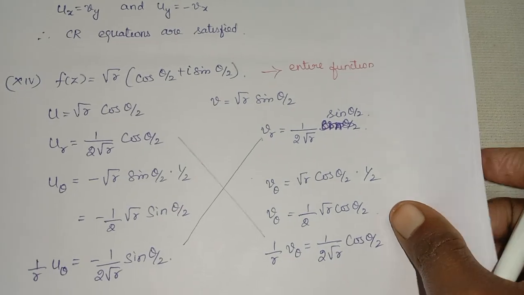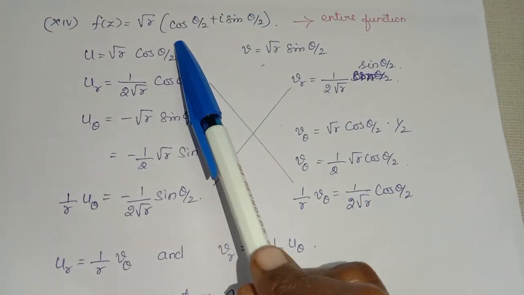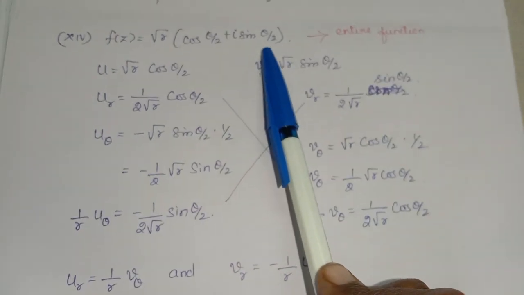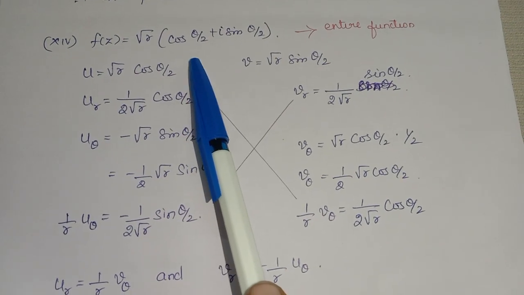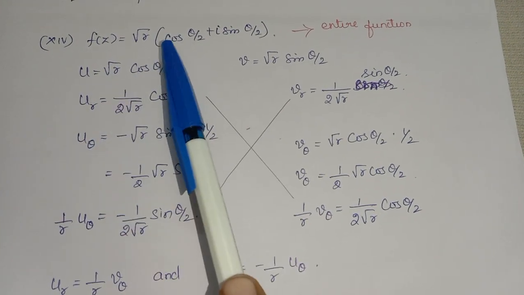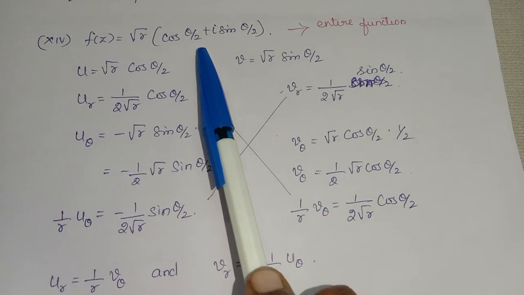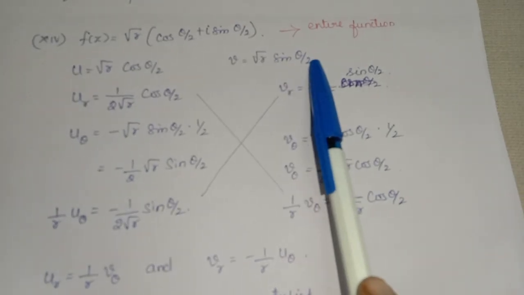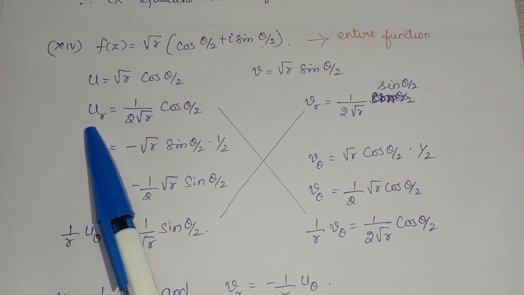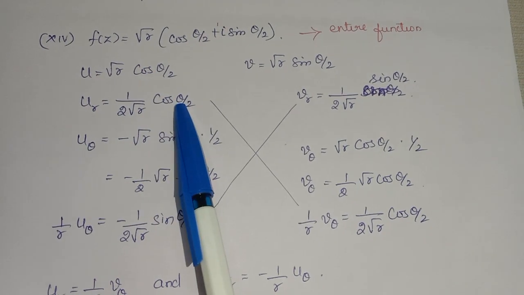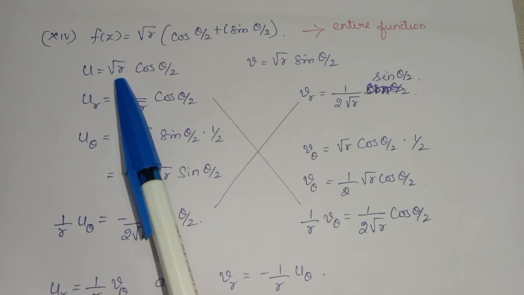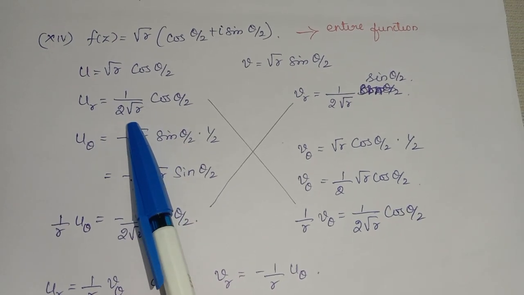Next one, f of z is equal to square root of r into cos theta by 2 plus i sin theta by 2. See, here we have to make use of polar form of CR equation. What is the real part? Root of r into cos theta by 2, and imaginary part is root of r into sin theta by 2. Differentiate u with respect to r. Now when you differentiate with respect to r, this cos theta by 2 is kept as constant. Square root of r, differentiation is 1 by 2 root r.